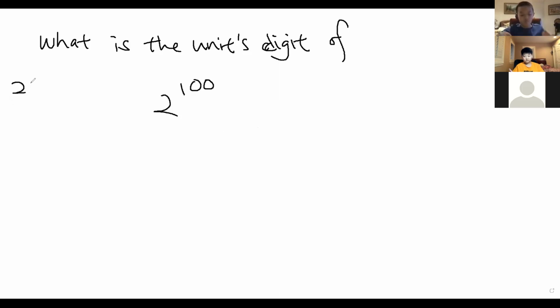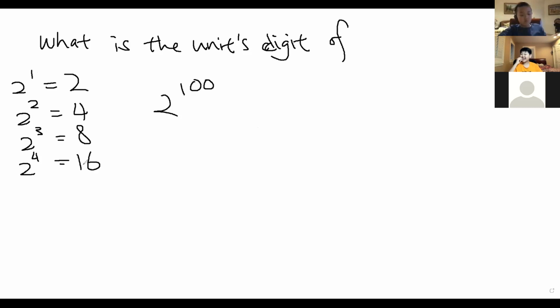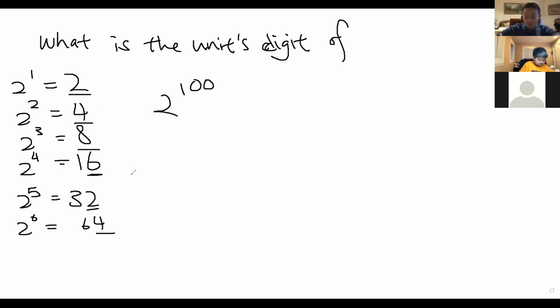So we know 2 to the power of 1 was 2, 2 to the power of 2 was 4, 2 to the power of 3 is 8, power of 4 is 16. So here we're only looking at the last digit. 2 to the power of 5 is 32, 2 to the power of 6 is 64. So this repeats. It goes from 2 to 4 to 8 to 6, and then it goes back to 2, right? So we have a repeating sequence of 4 numbers, and these 4 numbers are constantly repeating again and again.